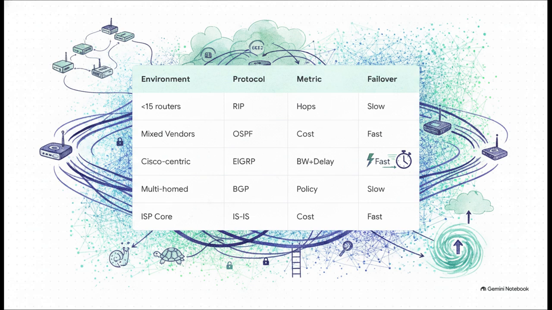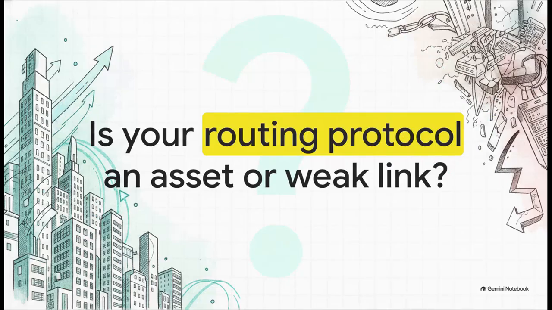Now, if that same enterprise is purely Cisco-centric, EIGRP offers amazing sub-second failover. When you reach the edge and connect to multiple ISPs, you absolutely must use BGP. And finally, if you're running a massive ISP backbone with 500-plus routers, IS-IS provides the scalable, fast failover that you need. So I want to leave you with a somewhat provocative thought as we wrap up today's explainer.